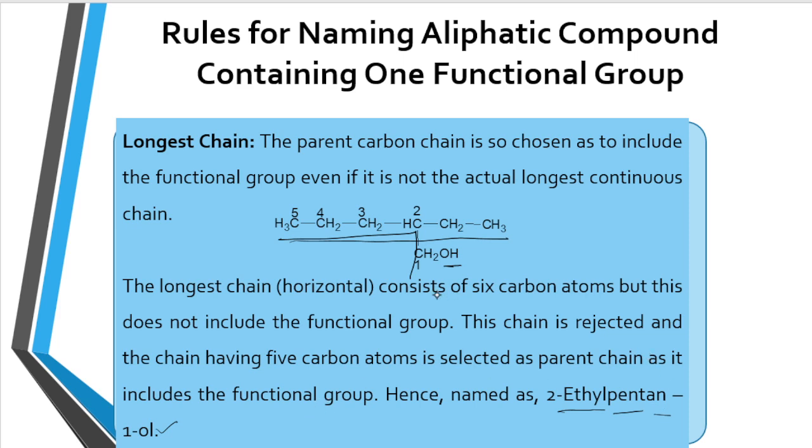And the conclusion here is the longest chain contains 6 carbon atoms, but this does not include the functional group. If we consider it in this way, it's not 7, it is 6 in the horizontal direction. But we take only 5 because the long chain must include OH, and hence we name it 2-ethylpentan-1-ol.